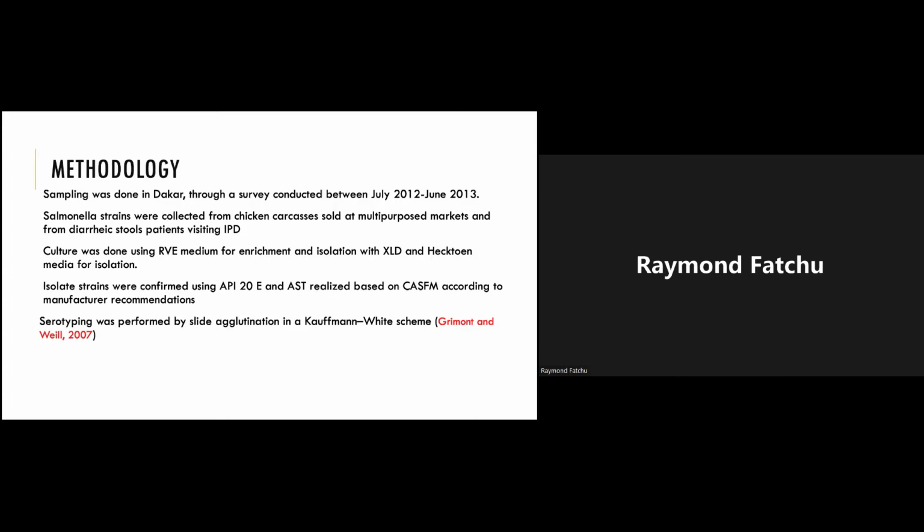Culture was done using RVS medium for enrichment, and isolation with XLD and Hektoen media. Isolated strains were confirmed using API 20E, and AST was realized based on CASFM according to the manufacturer's recommendation. Once this work was done, we did the classical or traditional serotyping, performed by slide agglutination in a Kauffmann-White scheme according to what was recommended.